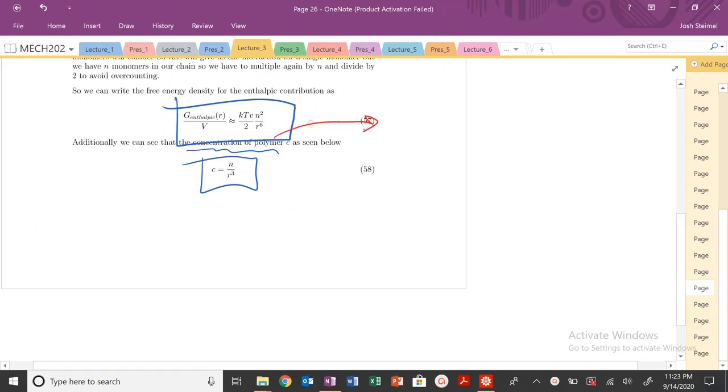Addendum. This is not the concentration of polymer. This is the concentration of my monomers. You know that I make this mistake quite a bit. So just a typo there.